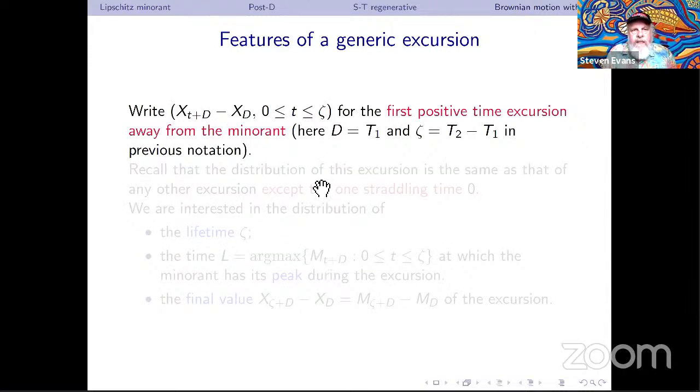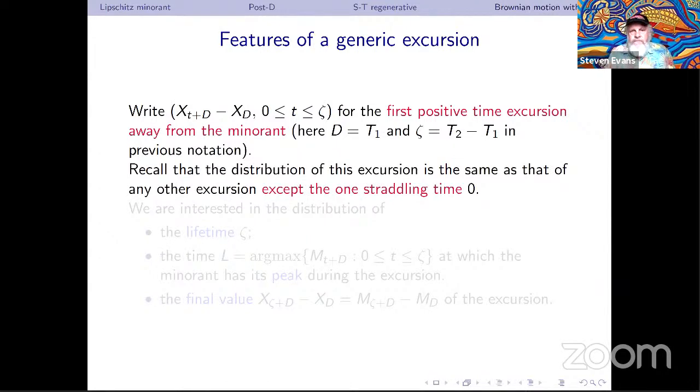Okay, and let's write X_{t+D} minus X_D for 0 less than t less than zeta for the first positive time excursion away from the minorant. Okay, so in terms of the notation that we had before, D is t1 and zeta is t2 minus t1.